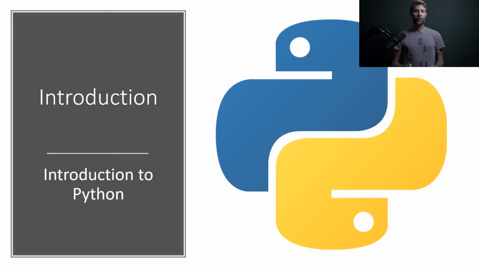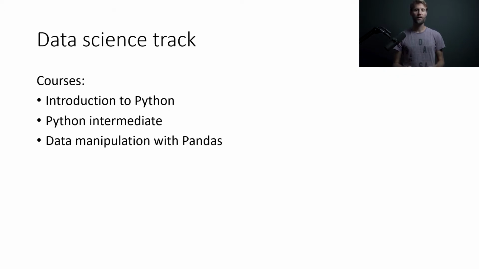Welcome to the first course of our data science track. In this course you learn the basics of Python. Python is the most used programming language for data science. Introduction to Python is the first course of our data science track. After the second course, you'll be an intermediate data science developer. In the last course, you'll learn how to manipulate data with pandas. Pandas is the most important Python package for data scientists.